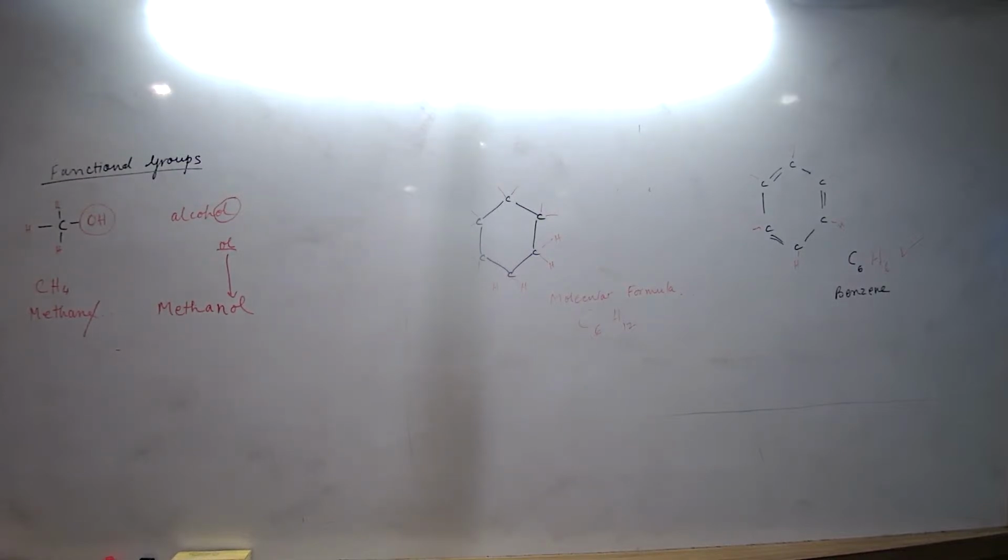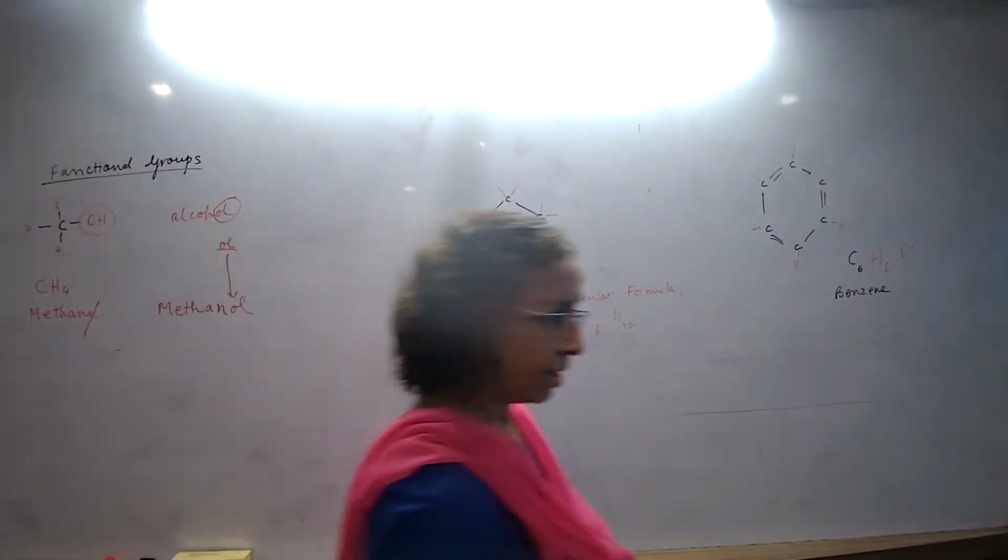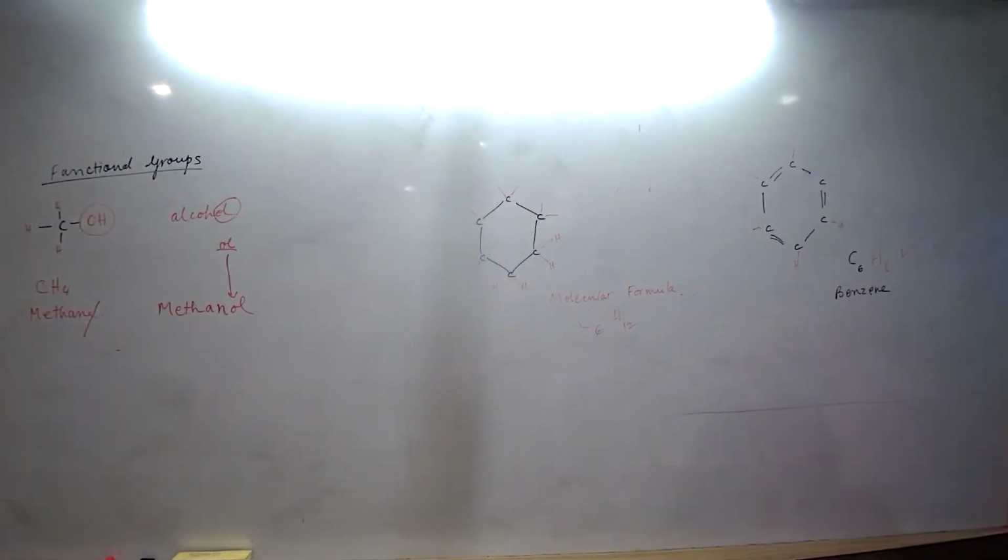So once you substitute one of the hydrogens with a functional group like alcohol, you get a series of them. That is what is known as a homologous series in your textbook. What is a homologous series? Come on, write it down. All of you write down. I'll draw this afterwards for you. First take down whatever I'm telling you.